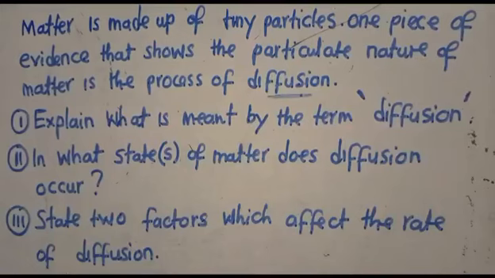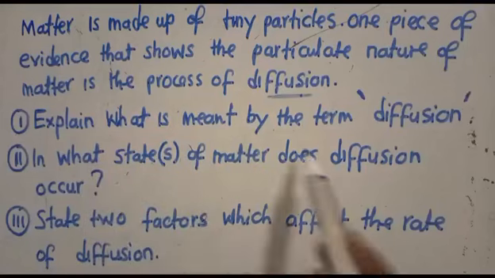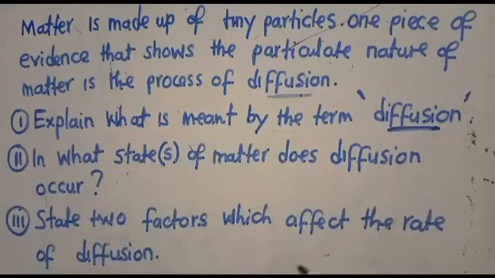So we know and understand that matter is made up of tiny particles that sometimes cannot be seen with our naked eyes. But one evidence that shows the particulate nature of matter is a process we are calling what? Diffusion. Now, the first question that we are given here is saying, explain what is meant by the term diffusion. So I want to tell you the definition of diffusion. I'll just be dictating so that you are able to get what I'll be saying.